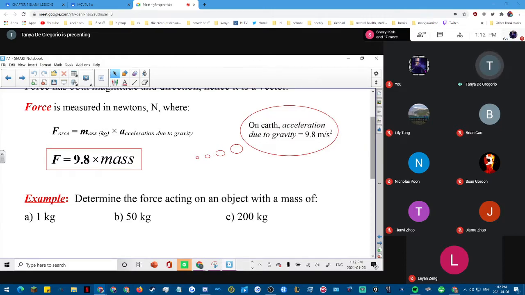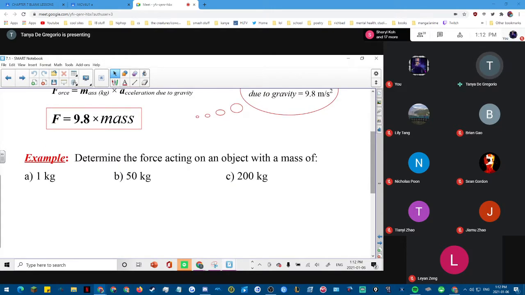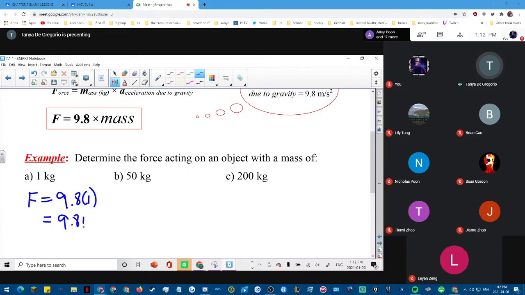So for example, determine the force acting on an object with a mass of 1 kilogram. To find that force, we just have to multiply 9.8 times 1 kilogram. And so it's 9.8 newtons. Here we have 50 kilograms, so we just do 9.8 times 50, which is 490 newtons.